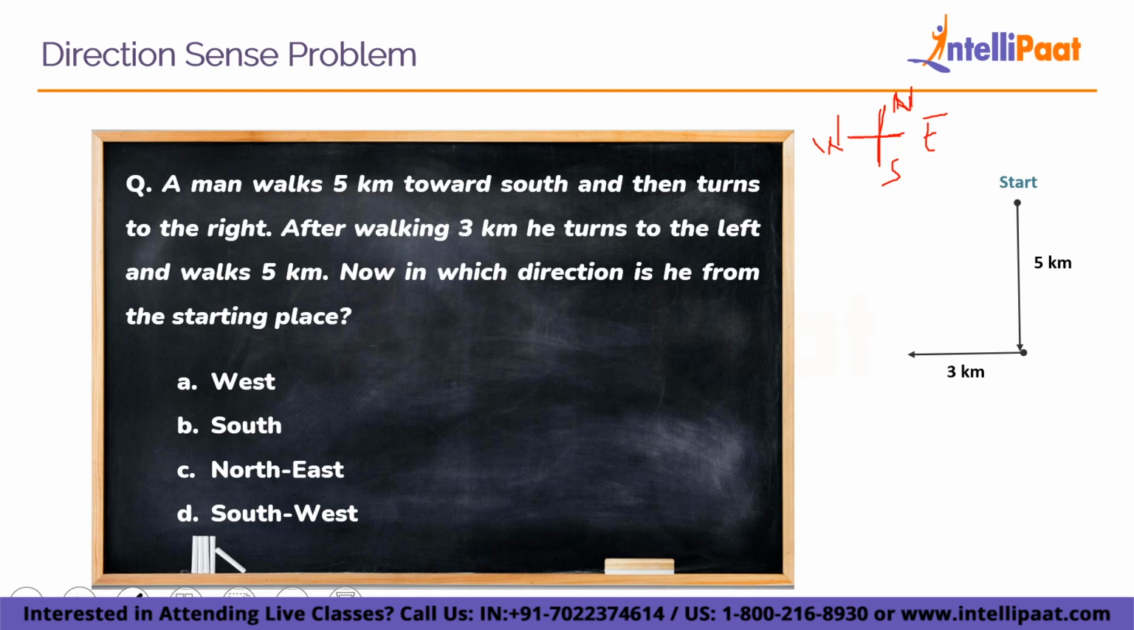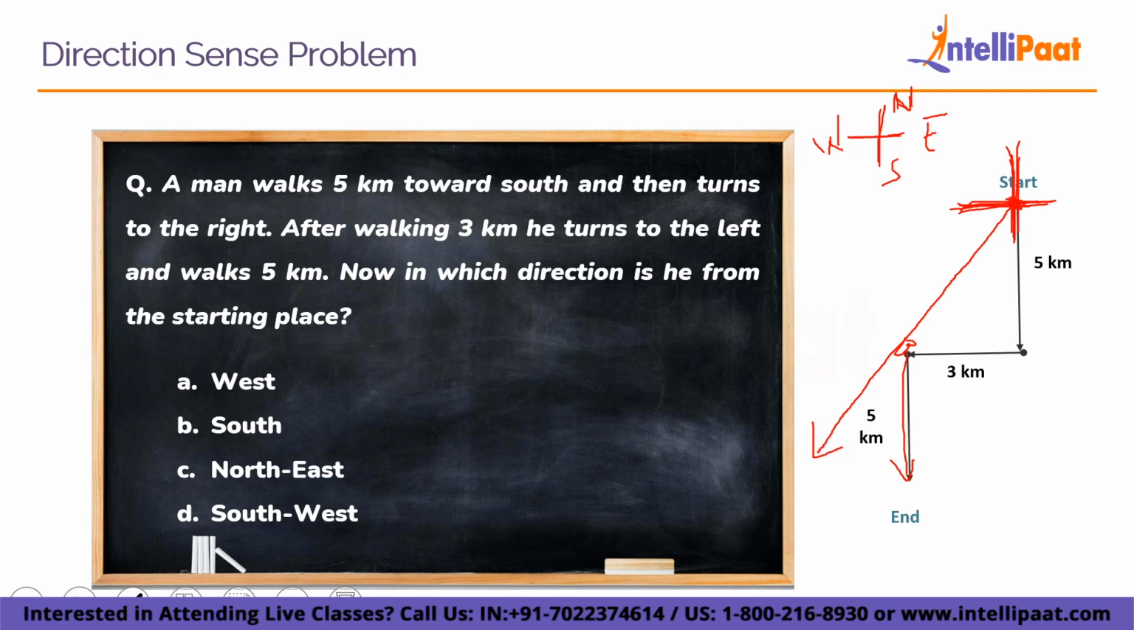And once he turned and walked 3 kilometers there, he again turns to the left and walks 5 kilometers in that direction. So a man is walking 5 kilometers again in the west direction. So what is asked in our question is in which direction a man is from here. So we have to tell our directions from this. So a man is in this direction.